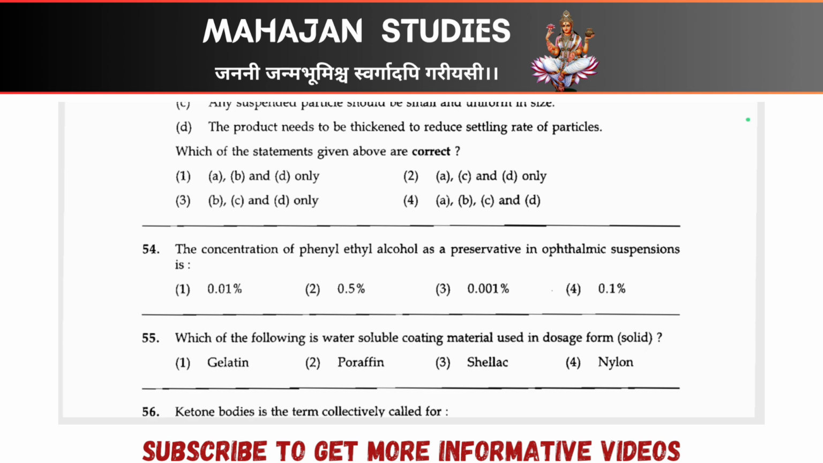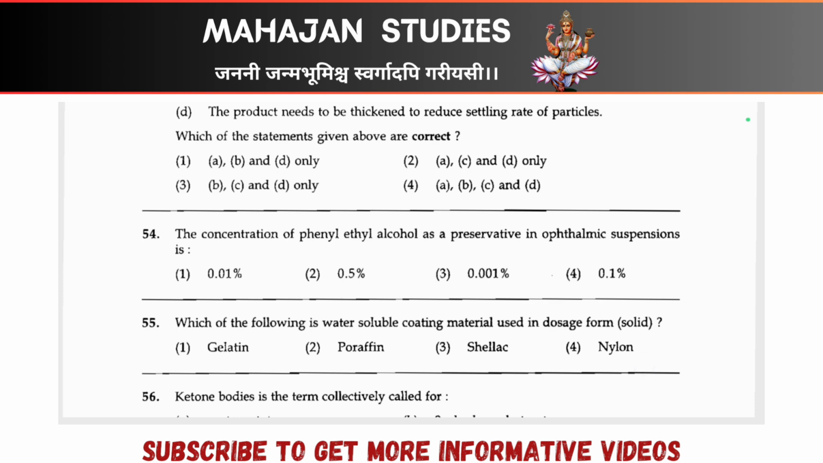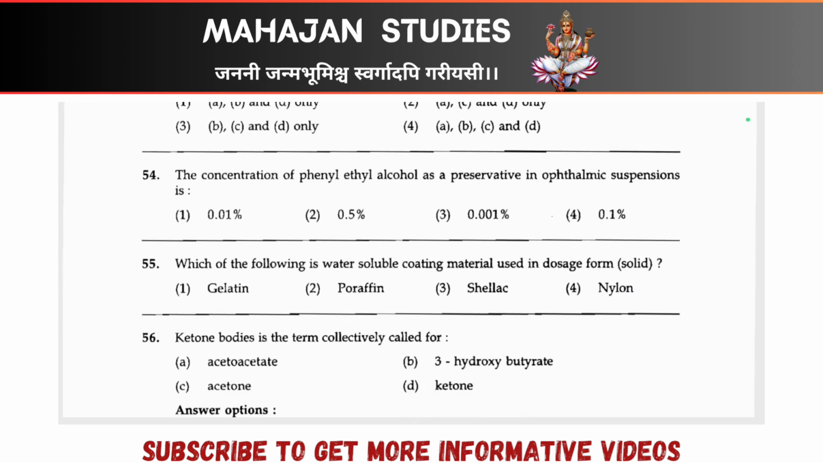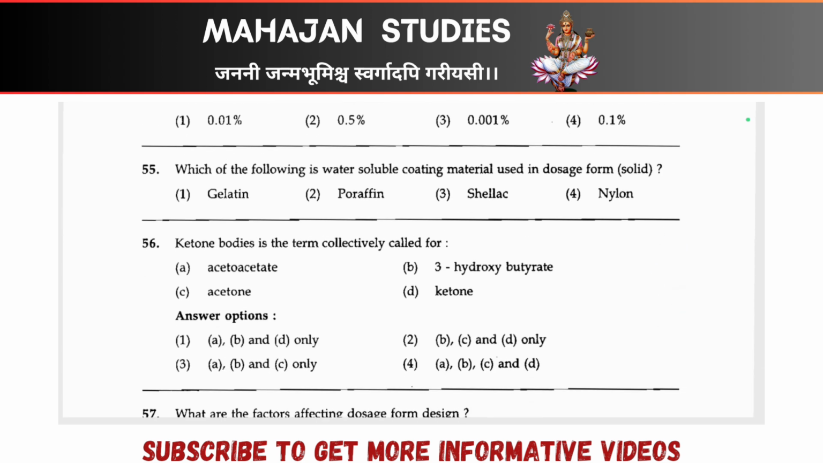Next, the concentration of phenyl ethyl alcohol as a preservative in ophthalmic suspension is 0.01%, 0.5%, 0.001% and 0.1%. So the correct answer is 0.5%, option 2. Which of the following is water soluble coating material used in dosage form? Options are gelatin, paraffin, shellac, nylon. So the correct answer is gelatin.